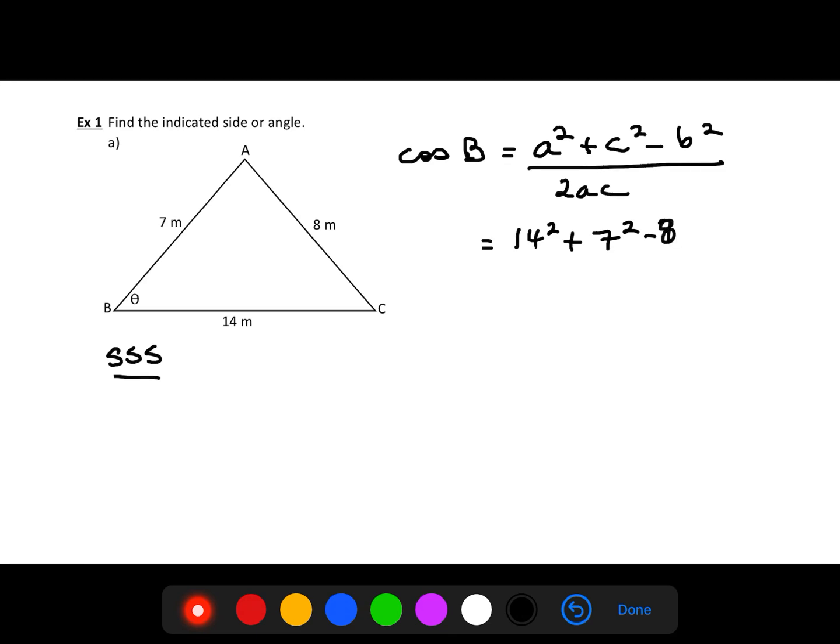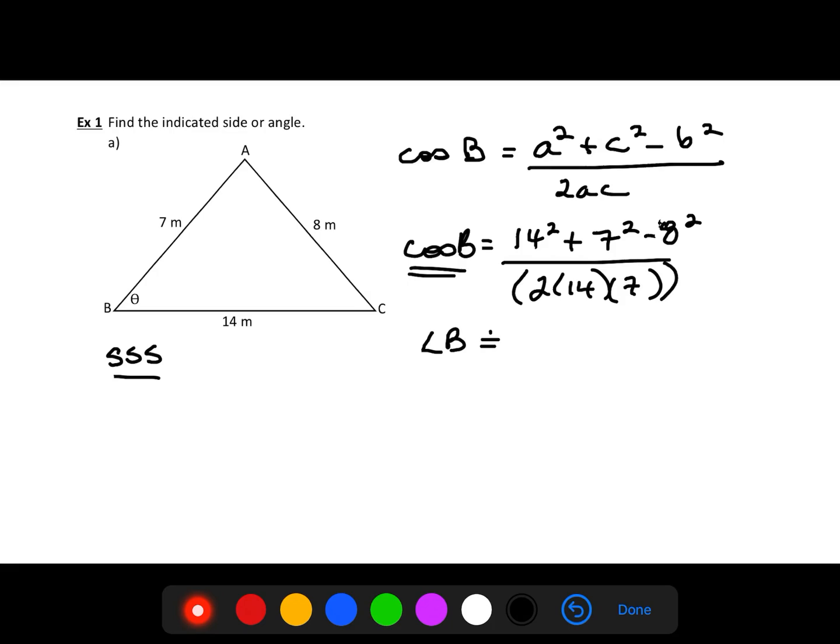Subbing in, we have 14 squared plus 7 squared minus 8 squared, all divided by 2 times 14 times 7. And remember, this is going to give us the cosine ratio. This is going to be a decimal. So we're going to have to do our inverse cosine to find the angle that that ratio goes with. And we can do that all in one step in our calculators.